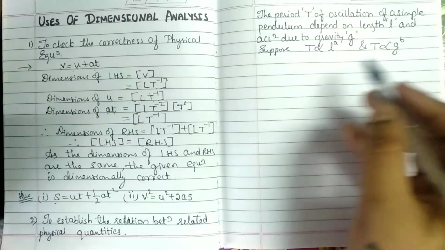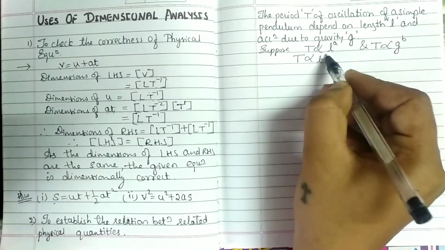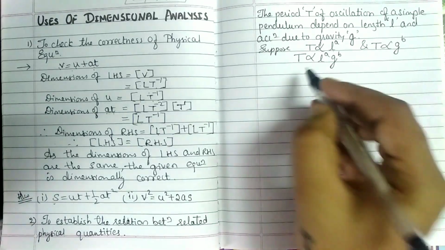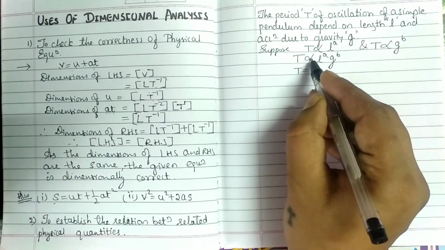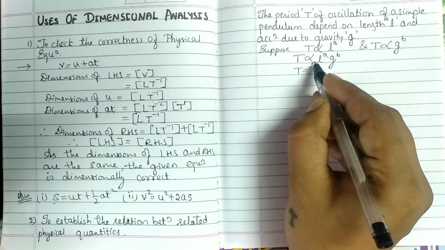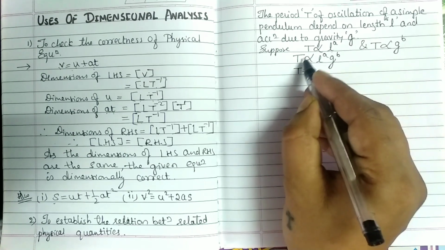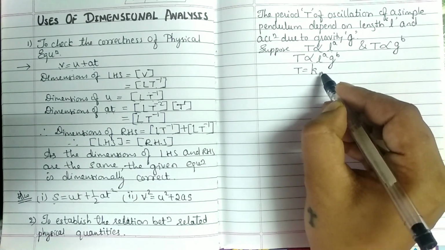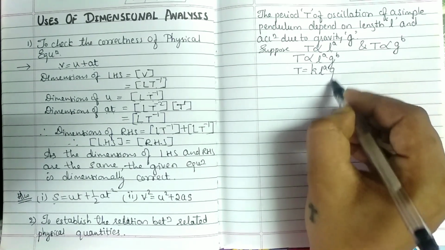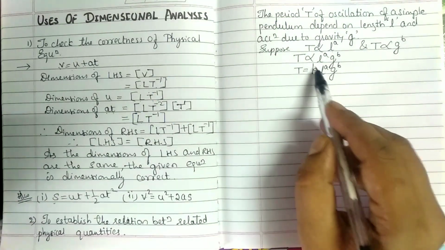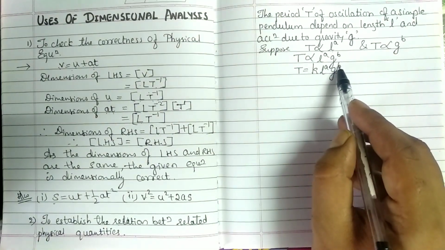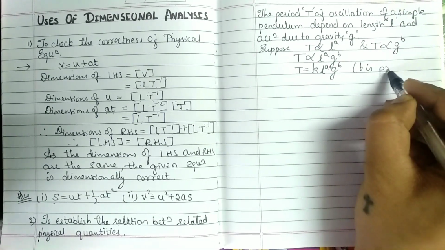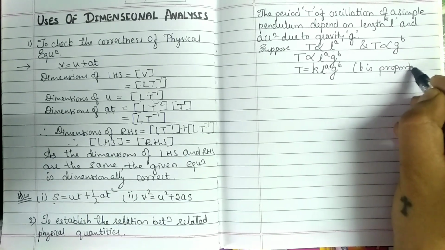So can I combine this? T depends upon length as well as acceleration due to gravity. As you know, we can't keep a proportionality sign and calculate anything. So we have to remove this and introduce the proportionality constant K, so T equals K L raised to A, g raised to B, where K is the proportionality constant.